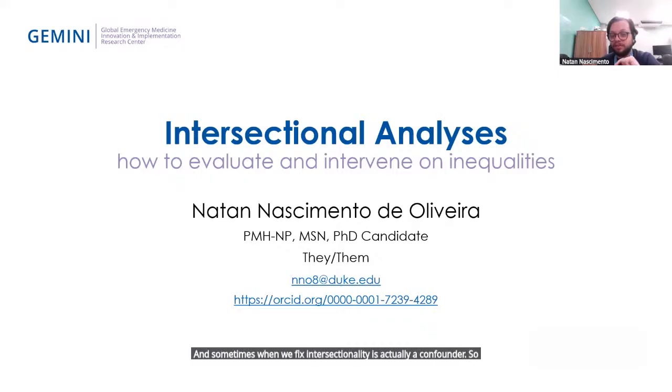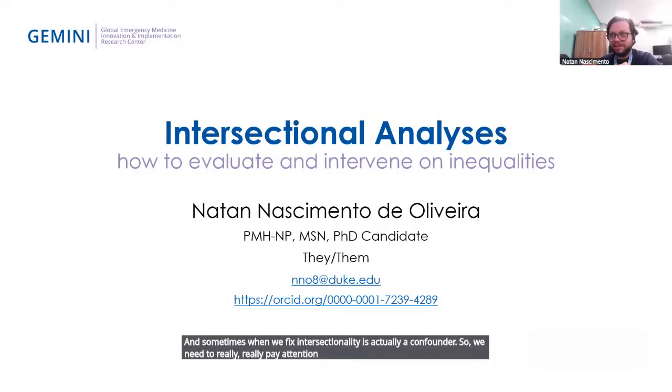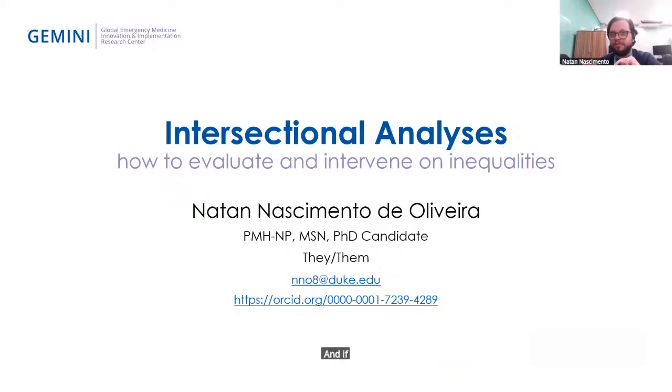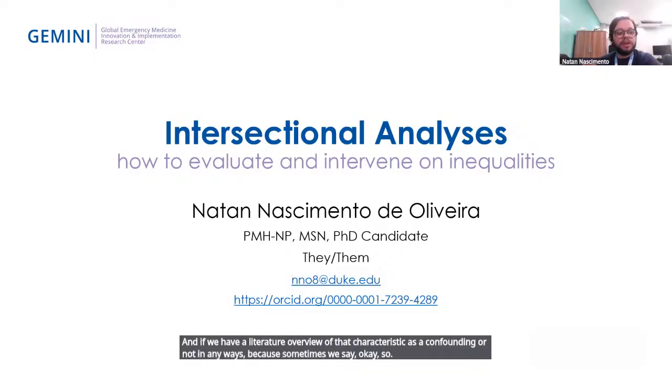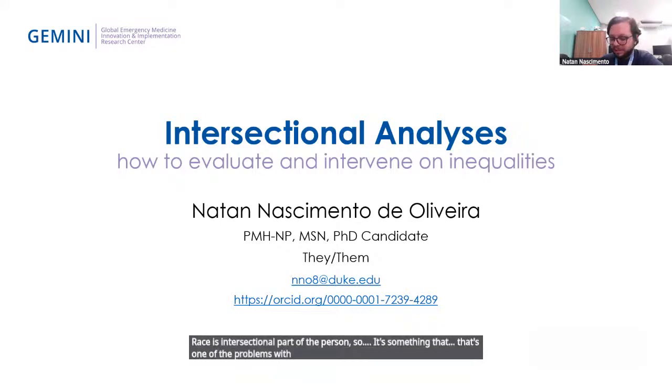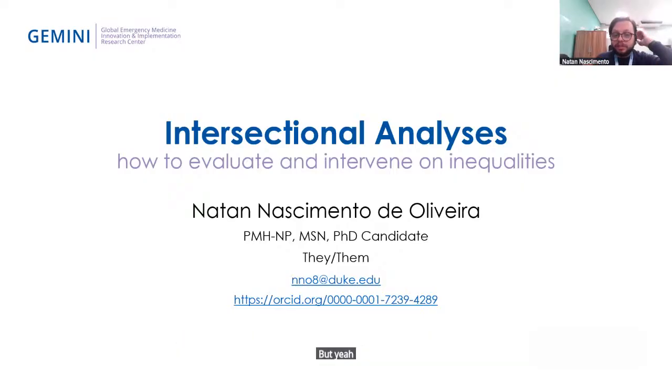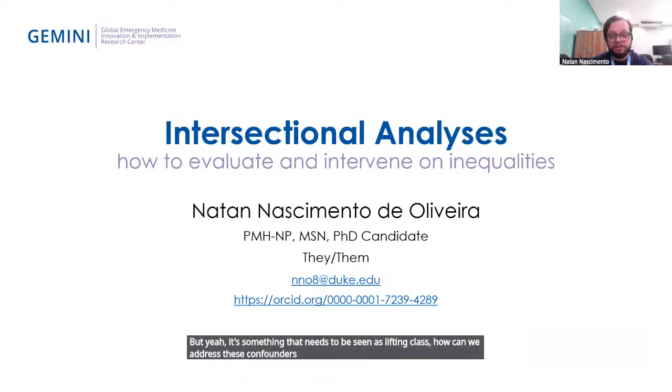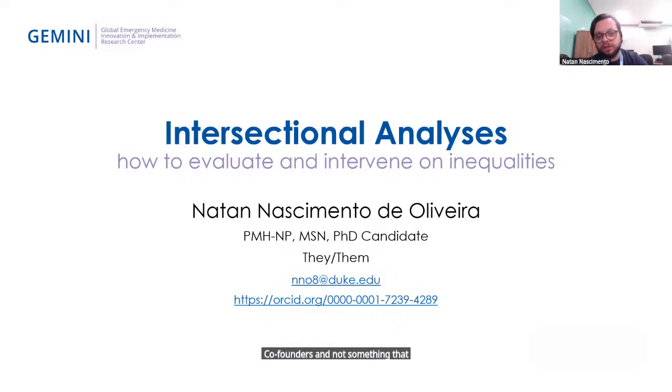So we need to really pay attention to what literature says, and if we have a literature overview of that characteristic as a confounder or not in any way. Sometimes we say race is a confounder here, but race is not a confounder, race is an intersectional part of the person. So that's one of the problems with intersectional analysis and how it cannot be addressed in any research. It needs to be seen as a latent class. How can we address these confounders as confounders and not something that is treated as intersectional traits?